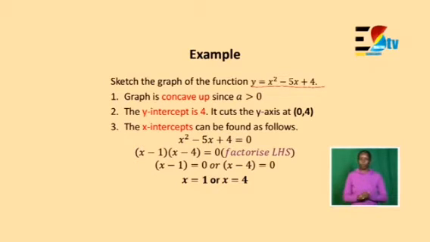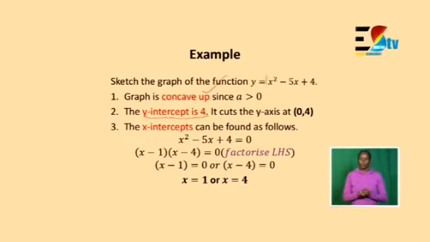Okay, so let's look at these 4 things in order to sketch that graph. Check first. Number 1, is the graph concave up or down? Check the coefficient of x squared. What is the coefficient of x squared? In our case, it is 1, and 1 is positive, is greater than 0. Hence the graph will be concave up, will open upwards.